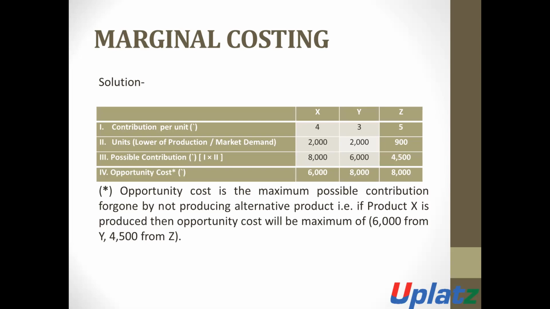In the case when we produce Z, then we will not produce X, and in this case the opportunity cost for Z is 8000. Because if we do not produce Z, then we will produce X, as it has the higher contribution. So the opportunity cost for Z is 8000. Opportunity cost is the maximum possible contribution which is foregone by not producing the alternative. If X is produced, then the opportunity cost will be the maximum of 6000 or 4500.